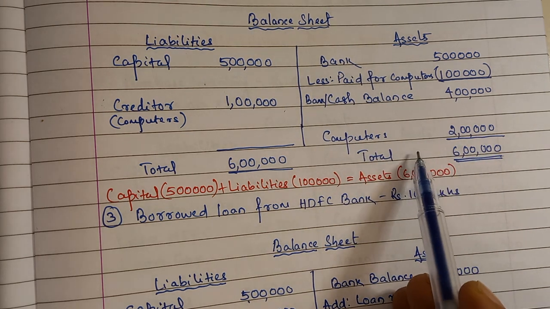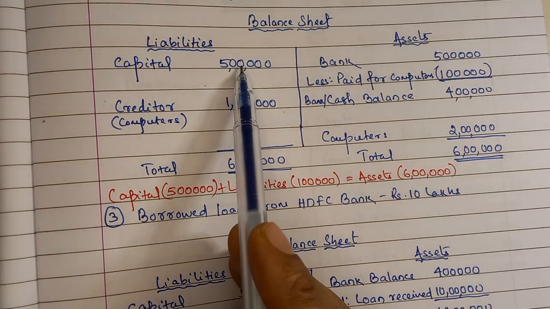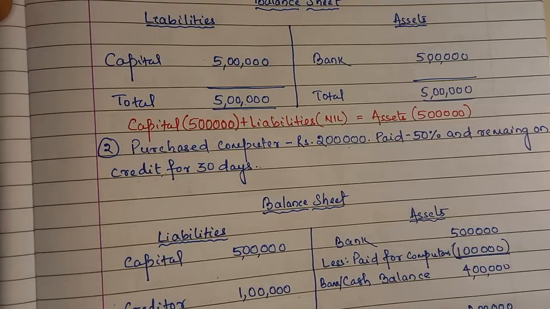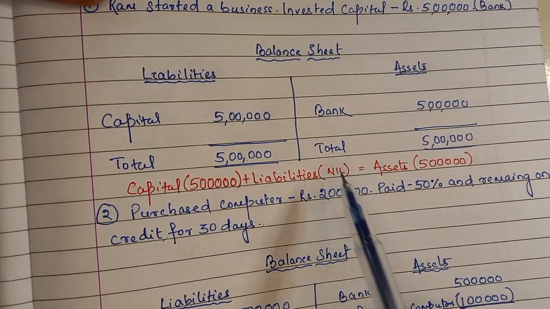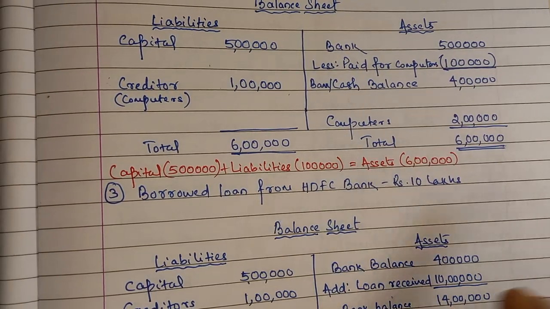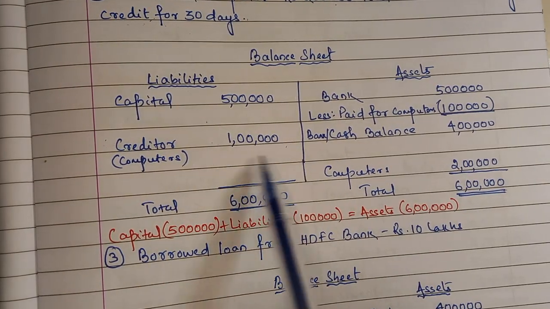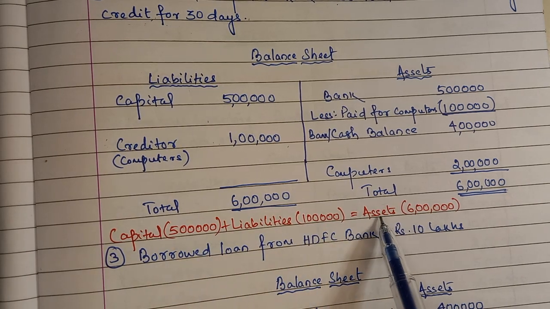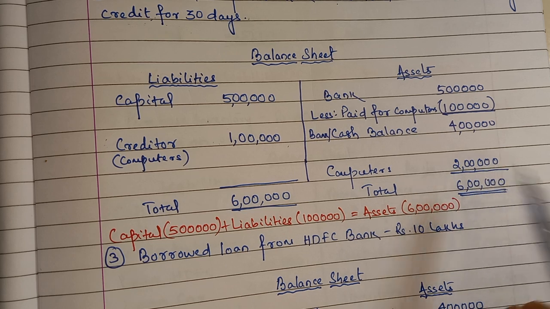So if you again draw this into the accounting equation, capital is 5 lakh. This is what is coming here. Liability, if you see in the previous case, it was nil, right? In the first example, it was nil because there was no liability. Here, a new liability is created, that is 1 lakh towards the computer's vendor. So liability is 1 lakh. So 5 plus 1, 6 lakh, equal to assets 6 lakhs, correct? Including 2 lakh rupees of computers.